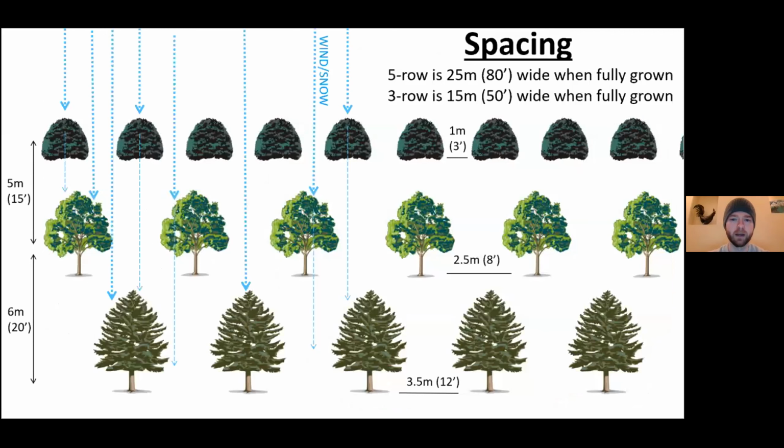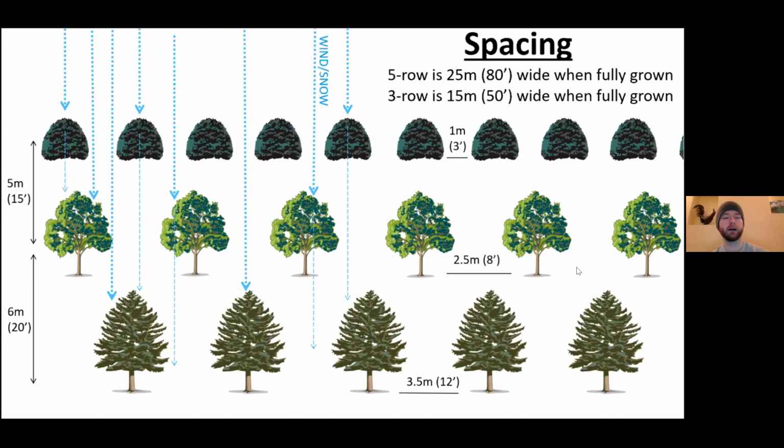So here's a little graphic showing the overall design of a multiple row shelter belt and what that staggering effect can have as far as protection from wind and snow. As you see with the wind and snow coming in across the shelter belt, you have that first row that's staggered of smaller bushes, and then taller deciduous trees, and then the last row of slow growing tall coniferous trees. And when you stagger those out and space them accordingly, here with the 1 meter, 2.5, and 3.5 meter, you're getting the best coverage as far as blocking wind.